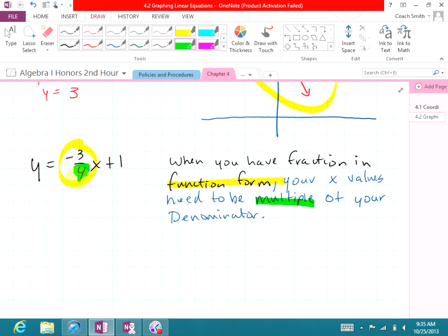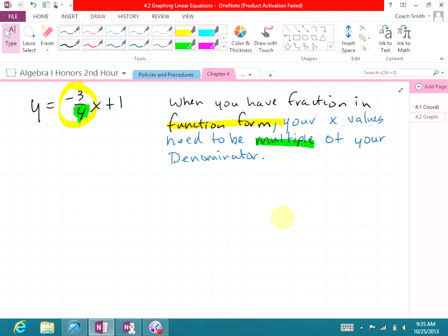Okay? Or 0, 4, 8. Okay? Or 4, 8, 12. The reason why is this. For example, you don't have to write this part down. Let's say I used my x values just like I did before. -1, 0, 1. Okay? Well, if I use these values of -1, 0, 1, and I plug in -1 right here.